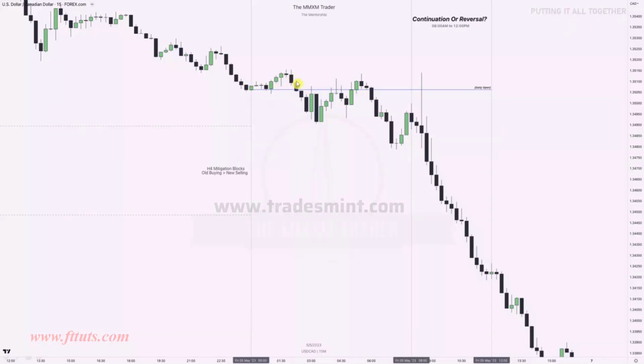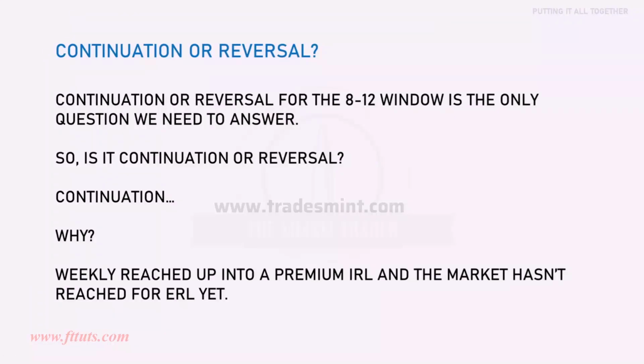We can see accumulation of short orders above the marketplace over here. And then, is there any significant buy stop or sell stop ran already? And is there a new target? So asking yourself continuation or reversal, what is more likely to happen in that 8 a.m. to 12 p.m. time window is the only question you need to answer for yourself. So continuation or reversal.